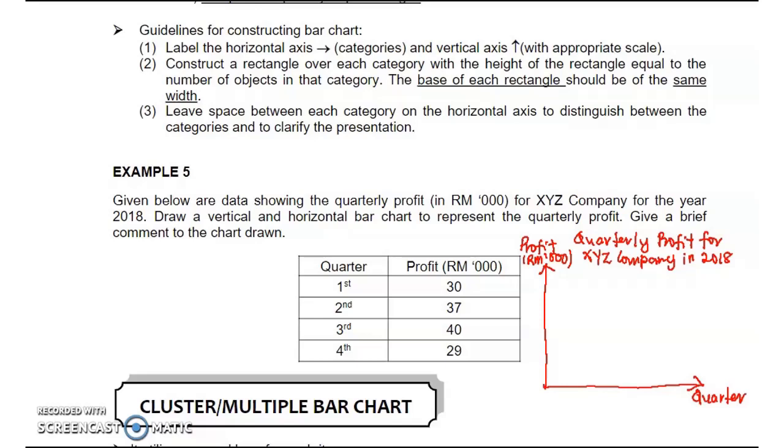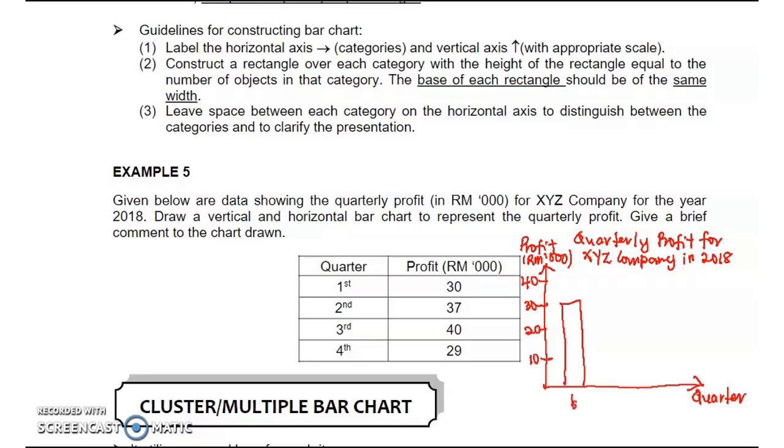Put a scale of 10. So for example here 10, 20, 30, 40. Make sure your graph paper can fit the values of your data. First bar, quarter 1, so 30. So 30 is here. You draw properly, because this one I'm using a drawing tab, so the graph is not nice.